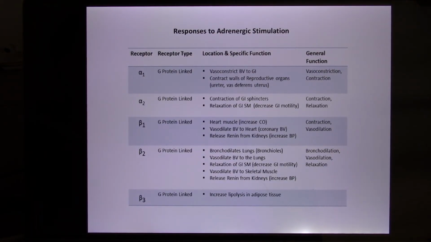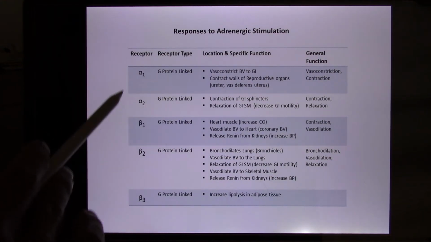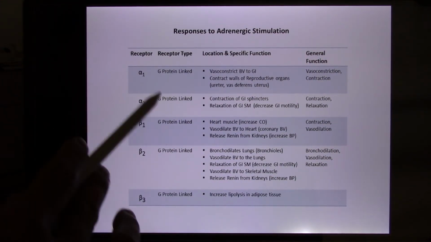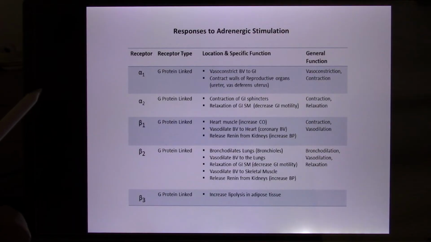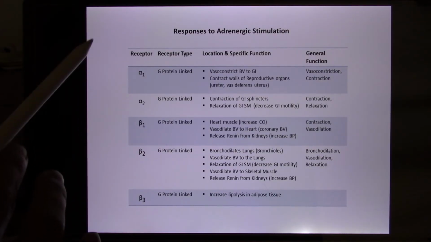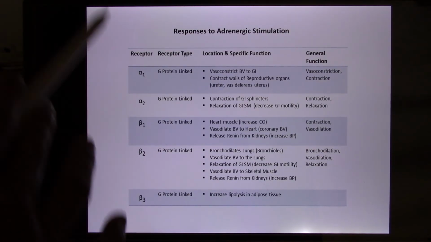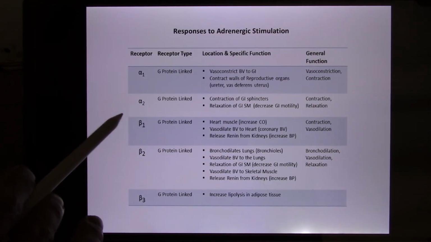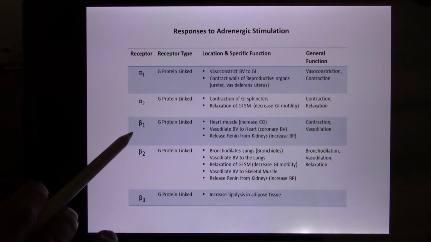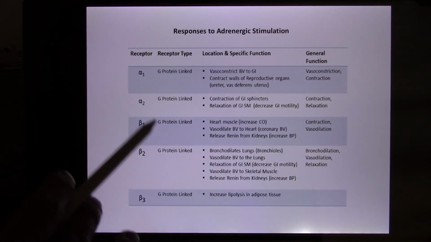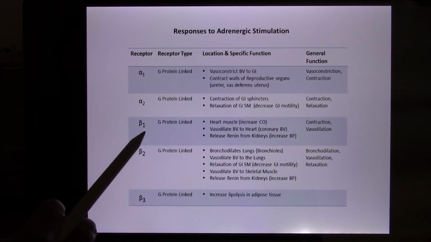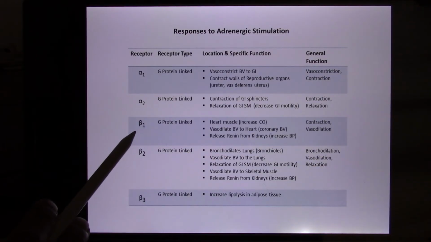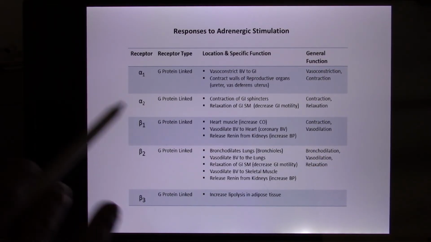Alpha-2, you find it in the GI sphincter, the digestive system. So they will decrease the digestive function when you are nervous. Let's look at the beta. Beta-1 is in the heart. When you are nervous, your heart rate increases, and that's due to beta-1. Also in the heart muscle, cardiac muscle, it will increase contractility, so your heart can squeeze more blood out.